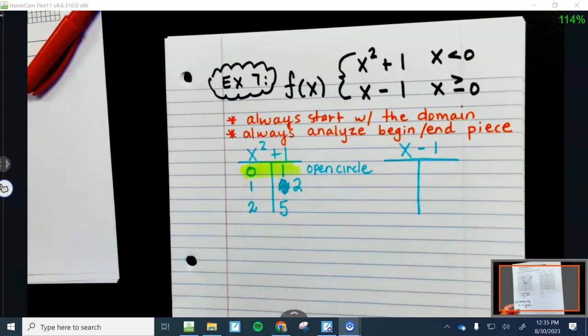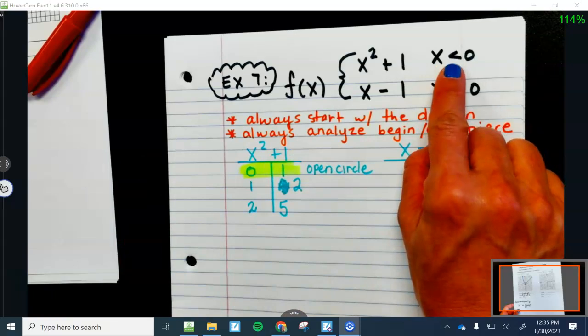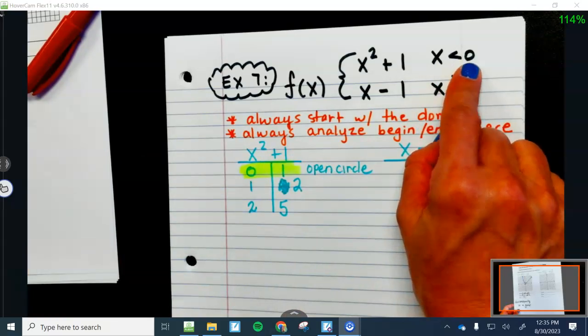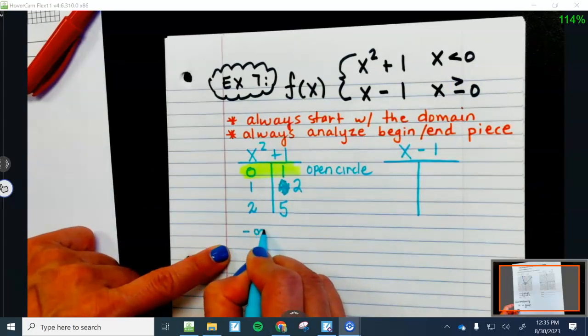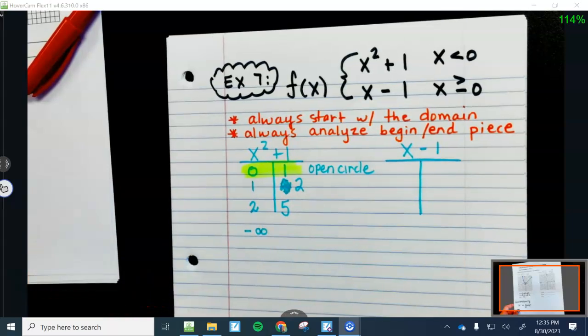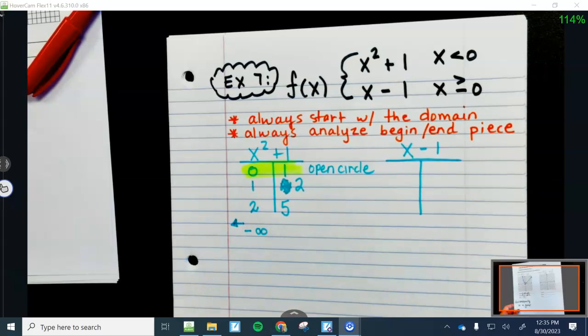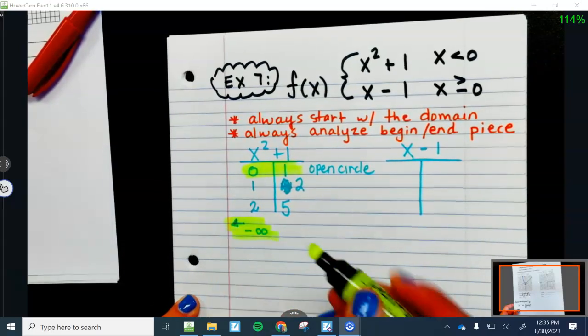So that's where it begins, but where does it end? Look at the inequality again. We want x values that are less than 0 forever. So this graph is going to end with negative infinity. It's going to be an arrow over there on the left side of the graph, and it's going to represent negative infinity.